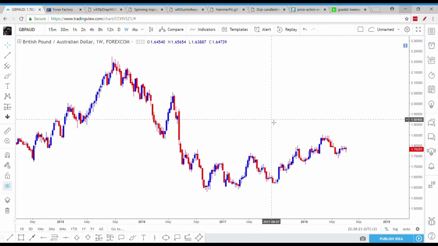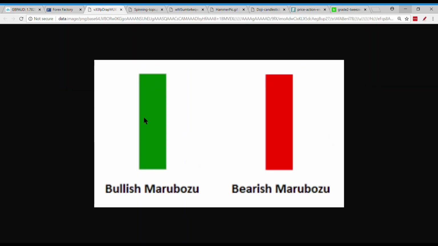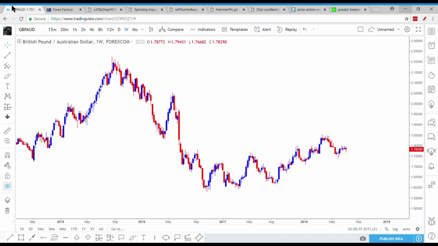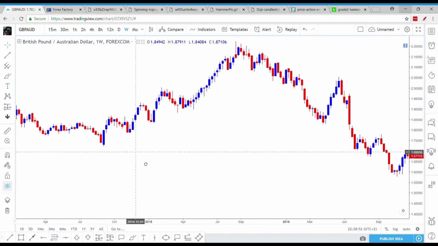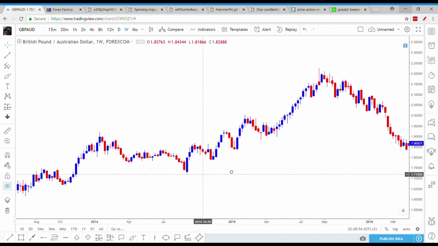I'll show you the different ones. The first one is a Marubozu, which is this, bullish and bearish Marubozu. They are simply full candles. Price opened here and closed here. That indicates a really strong move, as you can imagine, because there was no low or high. Basically, it opened at the low, closed at the high. That means in this time frame, there were only buyers. It's a bit like this one, but that's not a Marubozu. You can see there's a little wick.